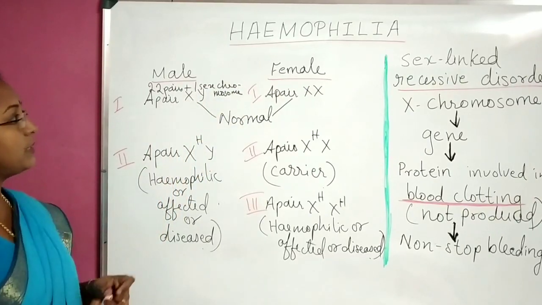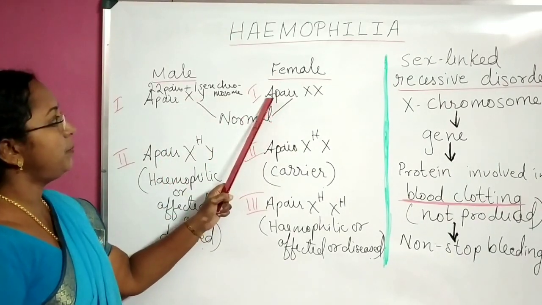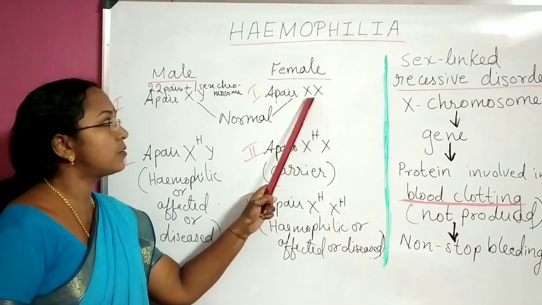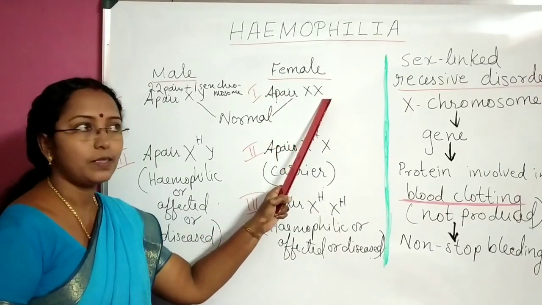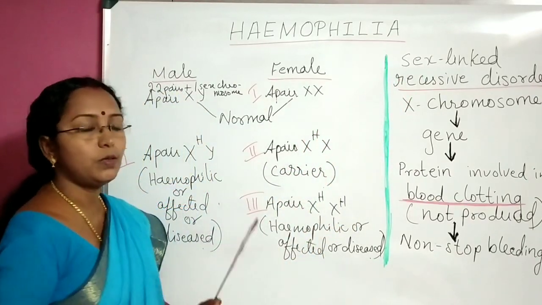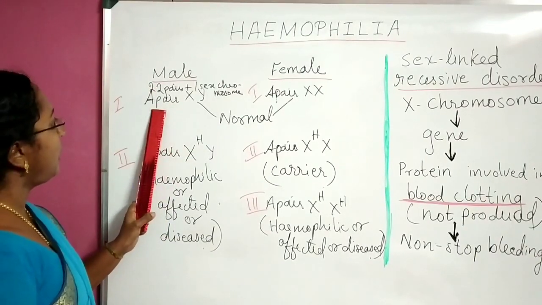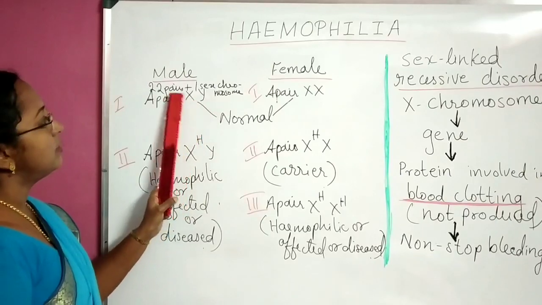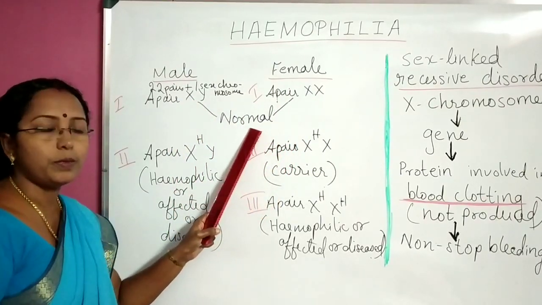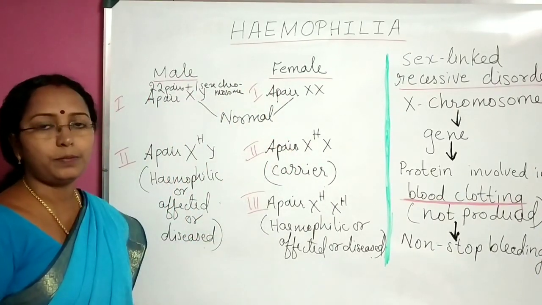22 pairs of autosomes and 1 pair of sex chromosome. That is the same case for females. A pair means 22 pairs of autosomes and 1 pair of sex chromosome, it is X and X. So here we are concerned with the sex-linked X chromosome. Now in the first case, in the case of males, an autosome pair and XY, so the male will be normal. Autosome pair and XX, the female is also normal. So the first case I have written here is where both male and female are normal.